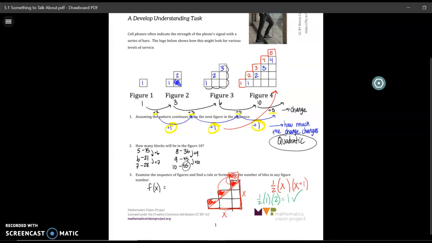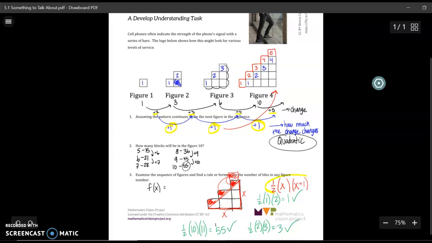Let's try 2. 1/2 times x, which is 2, times x plus 1, which is 3. So that is 2 times 3 is 6, times 1/2 is 3. So that one checks out too. Let's check 10. We decided that figure 10 would have 55 blocks in it. So if I plug in 10 for x, I'm going to get 1/2 times 10 times 11, because that's 10 plus 1. 10 times 11 is 110. Half of 110 is 55. So that checks out too.